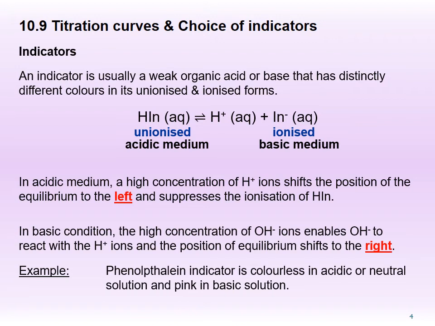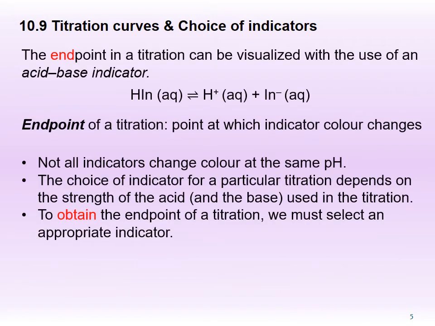For example, phenolphthalein indicator is colorless in acidic or neutral solution and pink in basic solution. The end point in a titration can be seen with the use of an acid-base indicator. The end point of a titration is the point at which the color of the indicator changes. It is not the same as the equivalence point; it is only an estimate of the equivalence point.